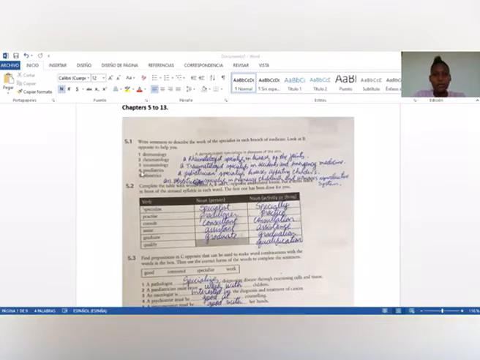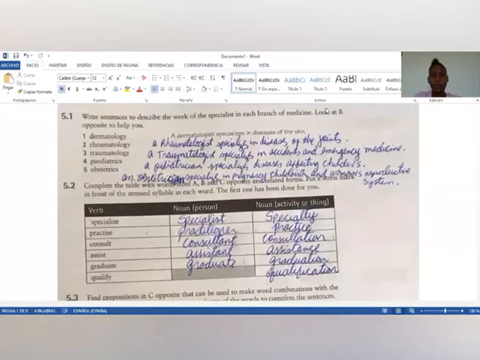Number 4, pediatrics. A pediatrician specializes in disease affecting children. Number 5, obstetrics. An obstetrician specializes in pregnancy, childbirth, and women's reproductive system.